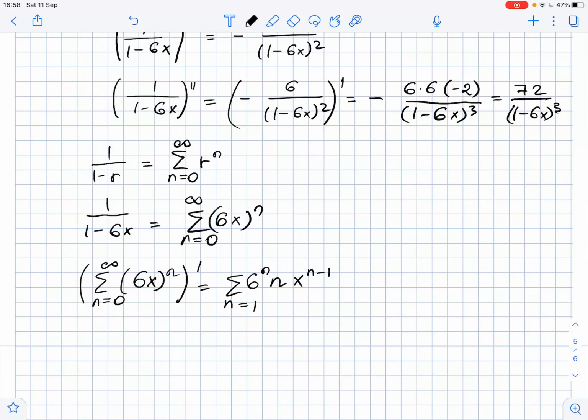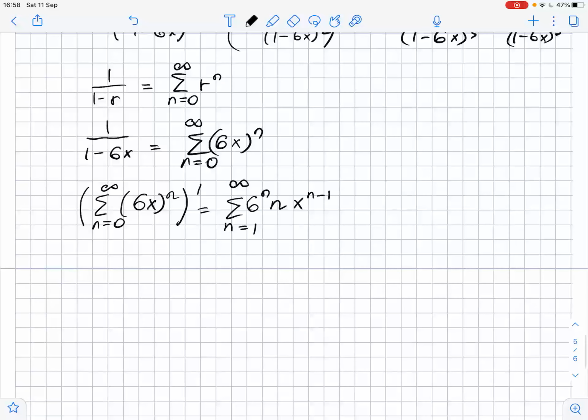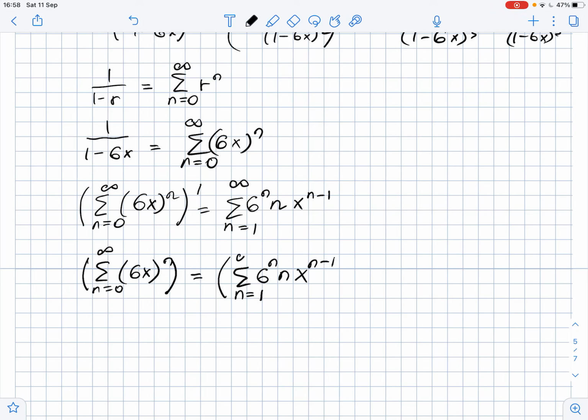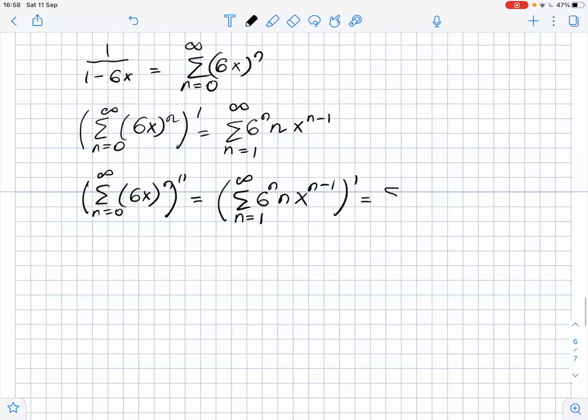and n goes from 1 to infinity, and then we differentiate it again. The second order derivative of the sum of (6x) to the power of n equals the derivative of the sum of 6 to the power of n times n times x to the power of n minus 1, n goes from 1 to infinity, and this equals the sum of 6 to the power of n times n times n minus 1 times x to the power of n minus 2, where n goes from 2 to infinity.